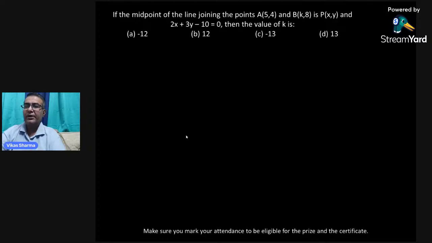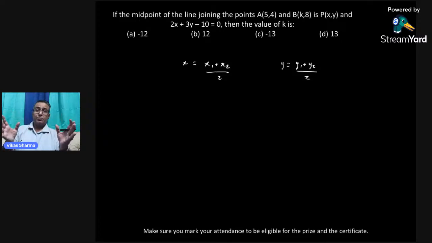So midpoint formula, I already told you what the formula is: the x coordinate is equal to x1 plus x2 upon 2, and the y coordinate is equal to y1 plus y2 upon 2. We have to find the value of k if the midpoint of the line joining these 2 points satisfies the equation 2x plus 3y minus 10 is equal to 0, then what is the value of k?